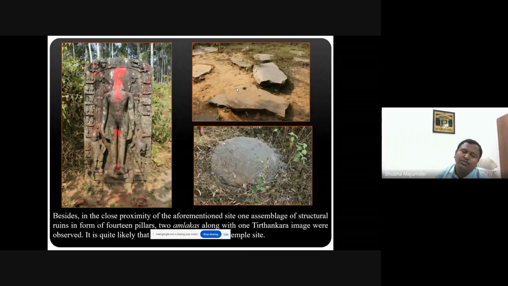And in this case also, the 24 Tirthankara are depicted on both sides of the back slab, and just below the 24 Tirthankara the miniature Navagraha is also depicted. So this type of feature, 24 Tirthankara with Navagraha, is very common in this site especially.